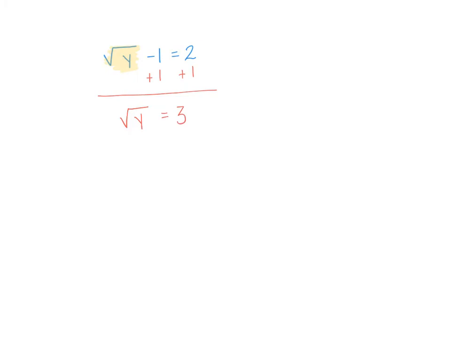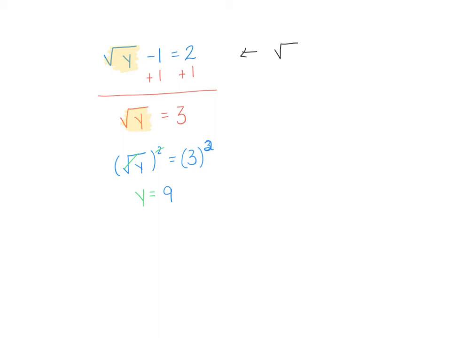Now our radical is completely isolated, so we can go ahead and we can square both sides. So we have the square root of y squared is equal to 3 squared. Again, the radical and the square cancel each other out, so we're just left with y, and then 3 squared is 9. So we have our answer, y is equal to 9. We're going to plug that in to our original equation and check it.